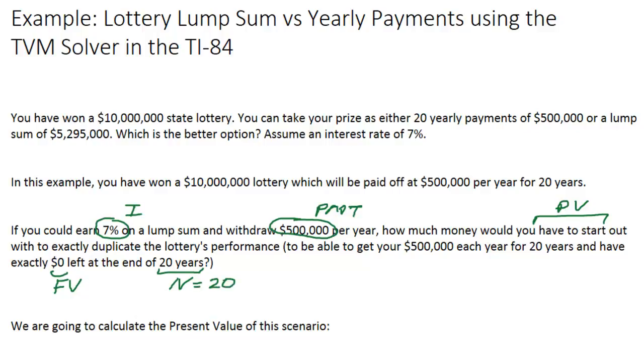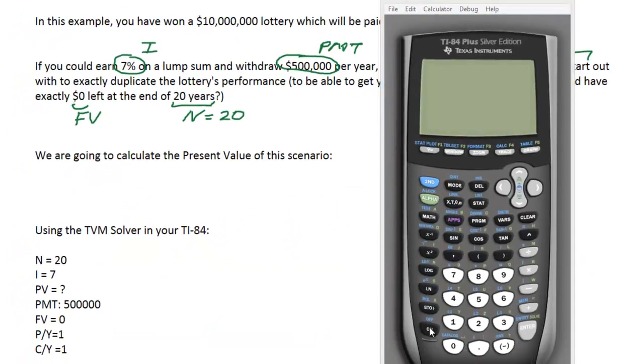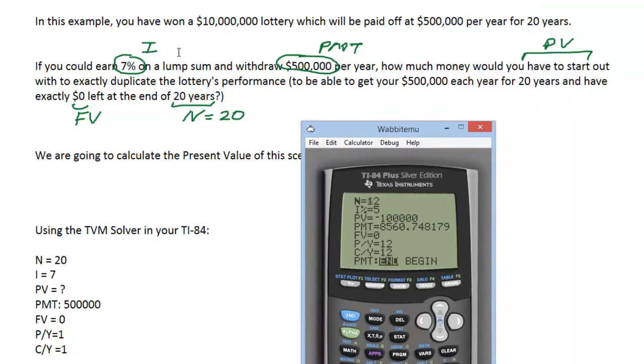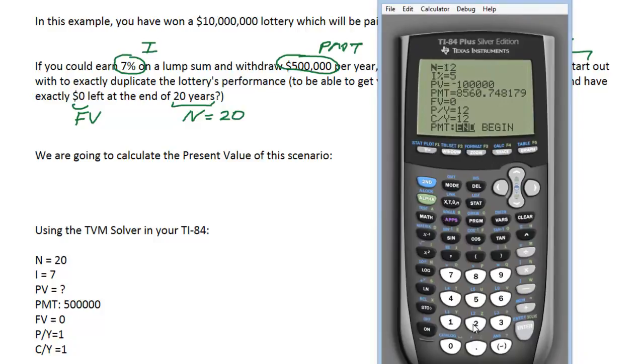Now let's go use our calculator in the TVM solver and figure out this present value. So here's what we're going to input. Here's our TI calculator, and we're going to the apps menu to finance, hit enter, TVM solver, so I'm going to hit enter, and there's some old data in here. So now we're going to put in the information that we took from our problem. N is, there's 20 years, right? So we're going to put in 20. The interest rate is 7.